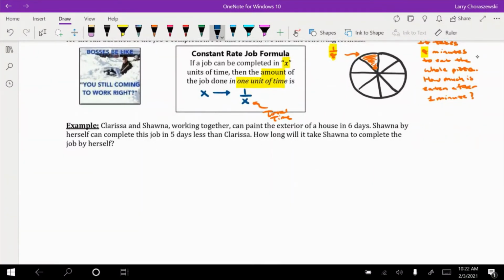Clarissa and Shauna, working together, can paint the exterior of a house in 6 days. So that's the job, painting the exterior of a house. Shauna by herself can complete this job in 5 days less than Clarissa. How long will it take Shauna to complete the job by herself?